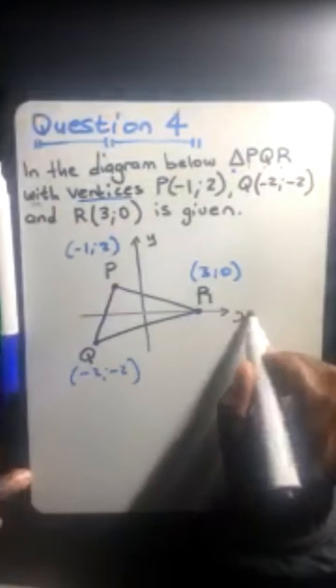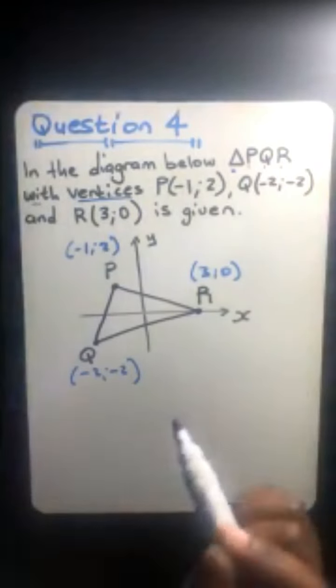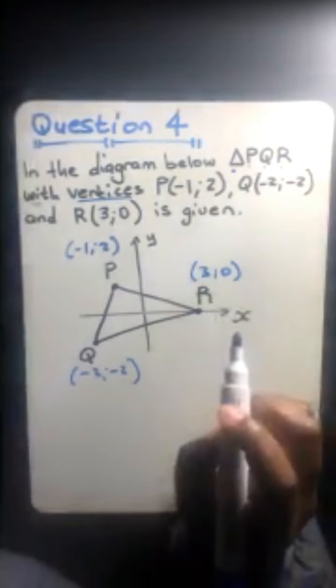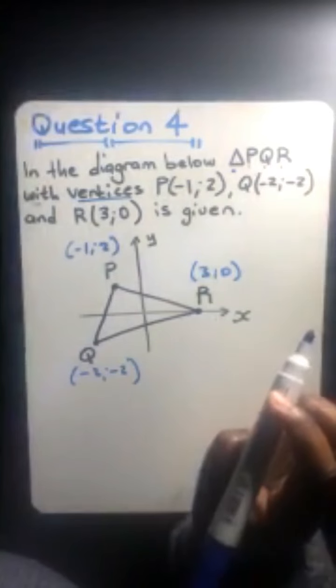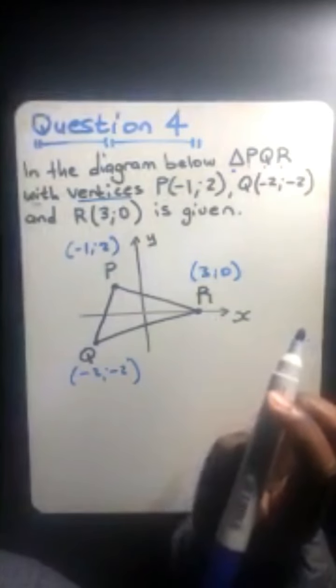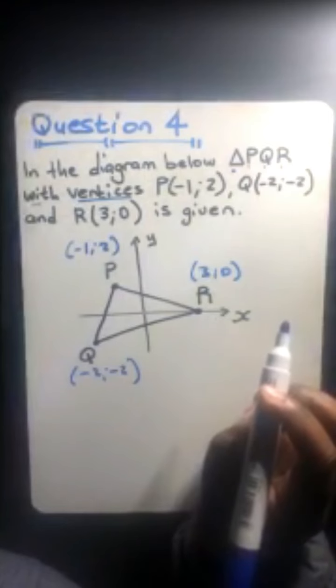So why is it important for you to notice the position of those points? Is because if you had to calculate something, then you already know whether to expect a positive or a negative value.